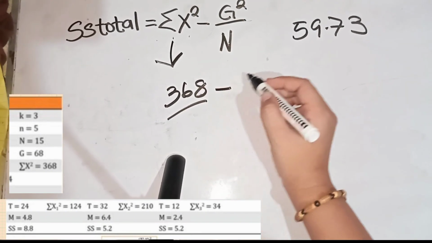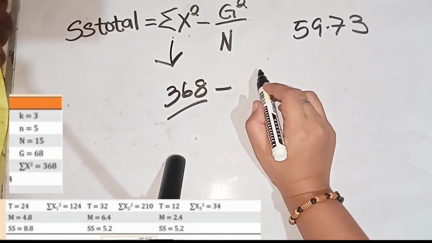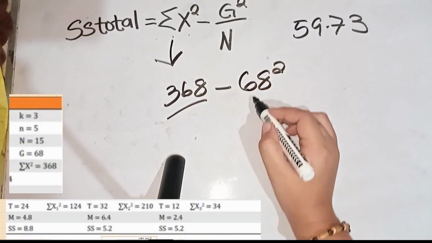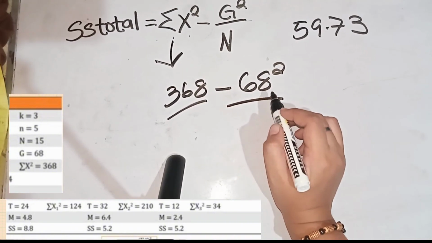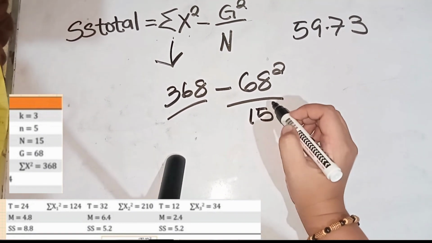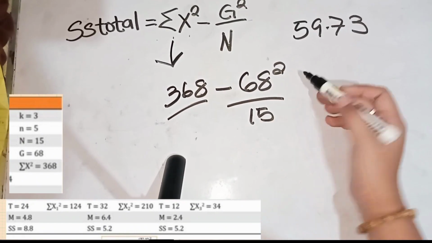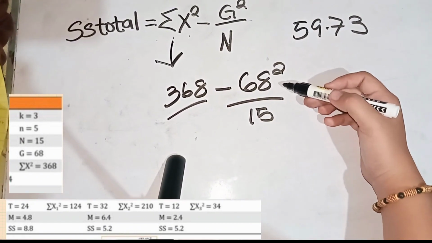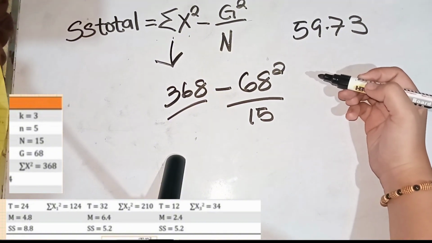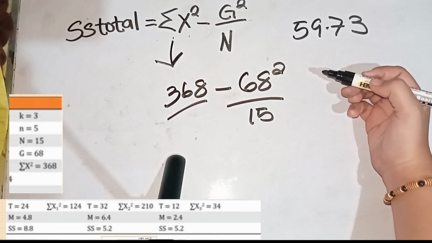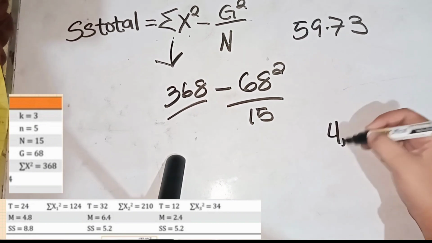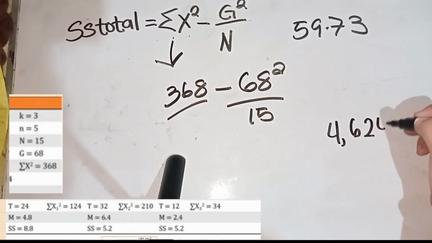Then, minus sa atong G. So, unsa man ning G? Diba, 68. Squared. Divide sa atong capital N. So, atong capital N kay, diba, 15. So, unahon na nato og solve ang 68 squared. Kay, diba, ang PEMDAS atong unahon ang multiplication. Then, 68 times 68 equals 4,624.